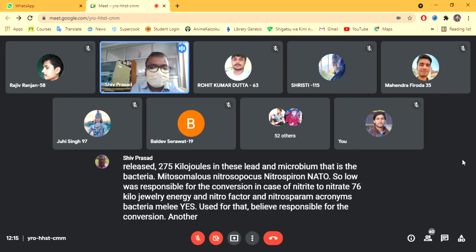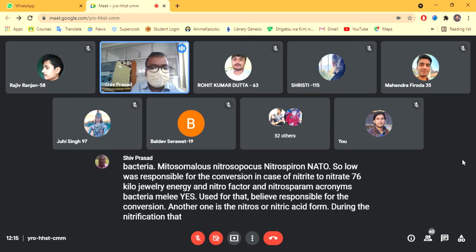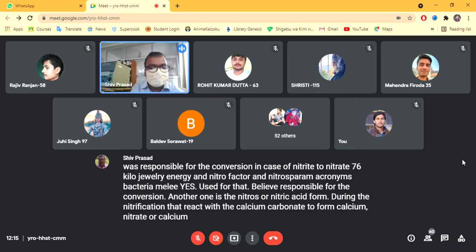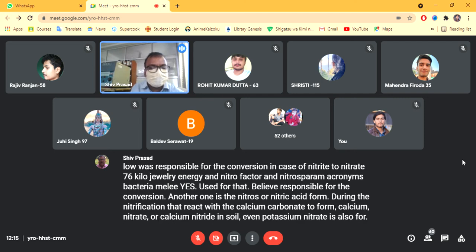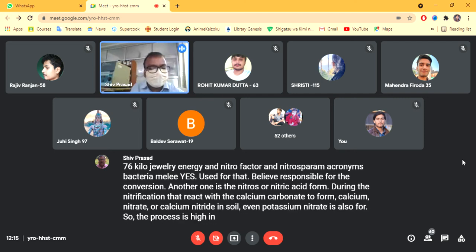Another point: the nitrous or nitric acid formed during nitrification reacts with calcium carbonate to form calcium nitrate or calcium nitrite in soil. Even potassium nitrate is also formed. The process is high in autumn and spring, and low in winter and summer.